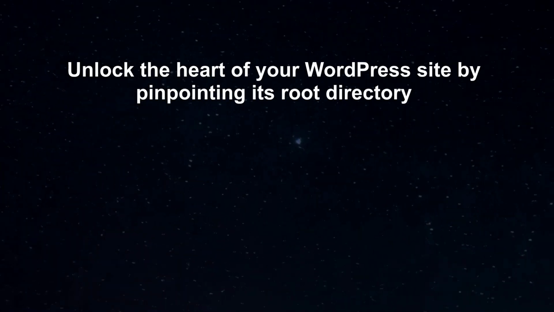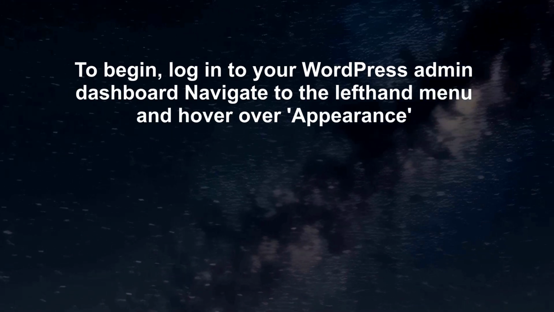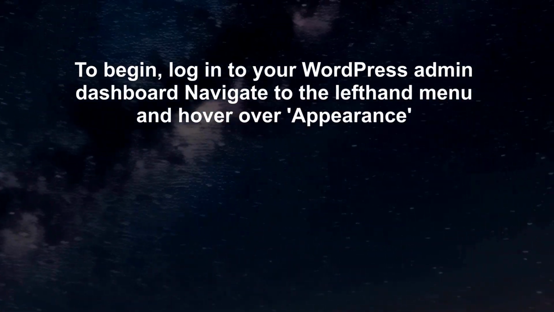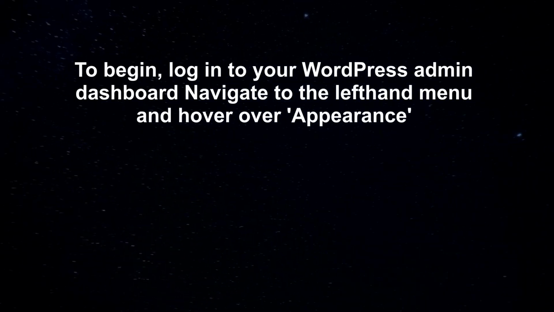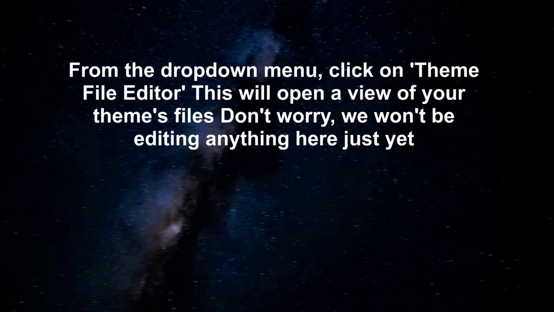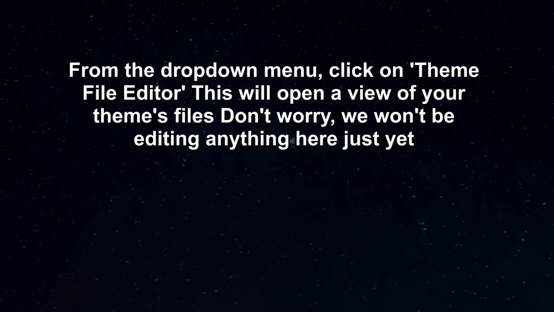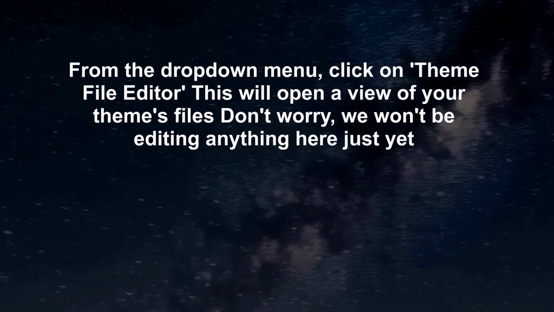Unlock the heart of your WordPress site by pinpointing its root directory. To begin, log into your WordPress admin dashboard, navigate to the left-hand menu, and hover over Appearance. From the drop-down menu, click on Theme File Editor. This will open a view of your theme's files. Don't worry, we won't be editing anything here just yet.